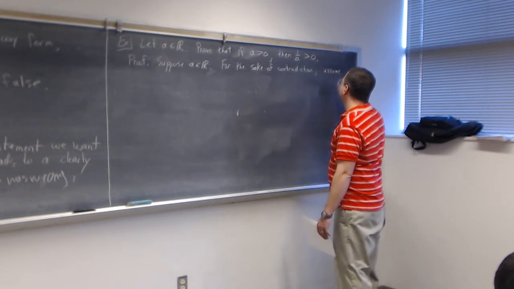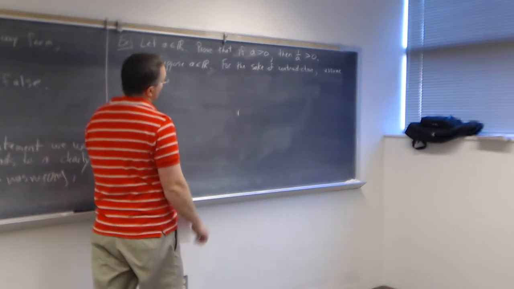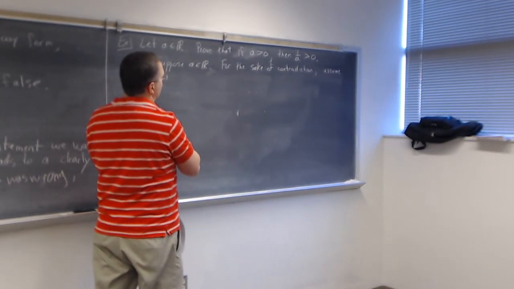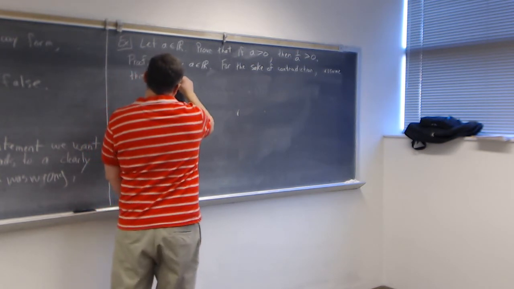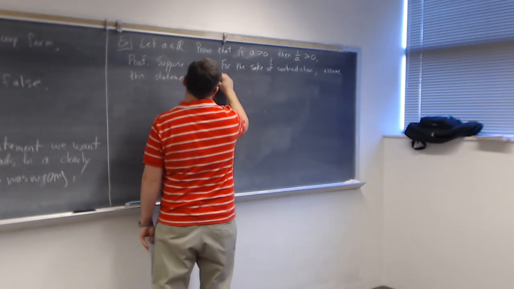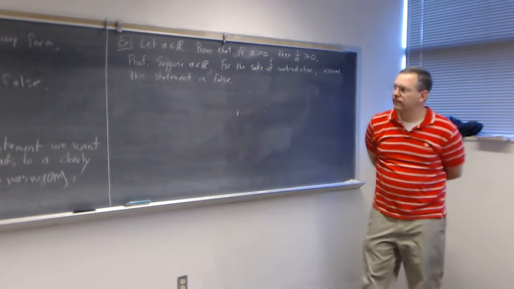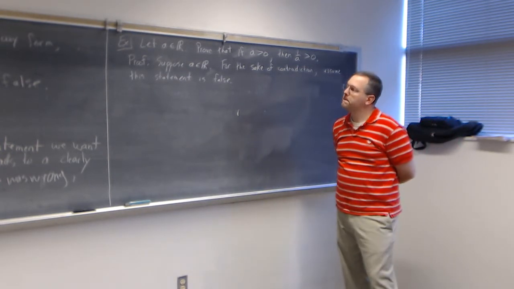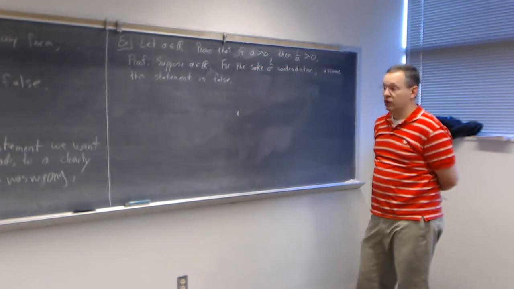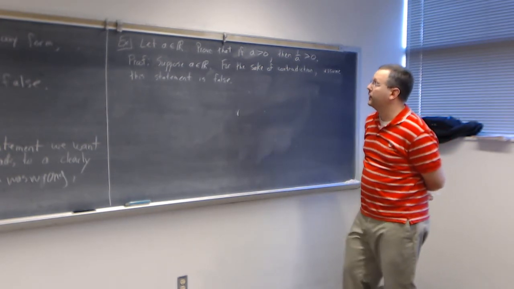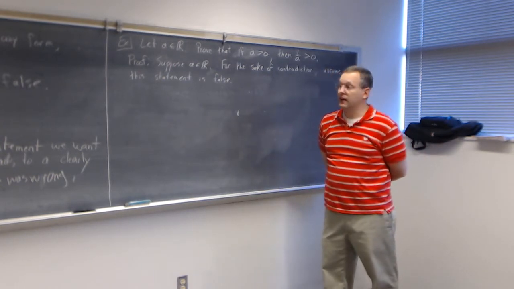I'm maybe writing some more words than I would if we had done several of these proofs before. So for the sake of contradiction, I'm going to assume this statement is false. Is that different or the same as assuming that the negation of the statement is true? Yeah, it's the same. We're assuming that the negation of the statement is true. That's the same as saying that the statement is false. And that's exactly the idea.